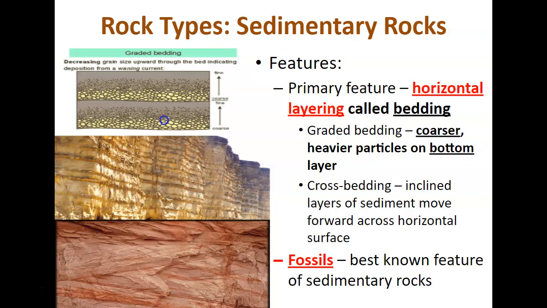A really important thing to remember is fossils. Fossils are the best known feature of sedimentary rock. Remember that the only place you will find a fossil is in sedimentary rock. This is the only place that fossils are actually formed.